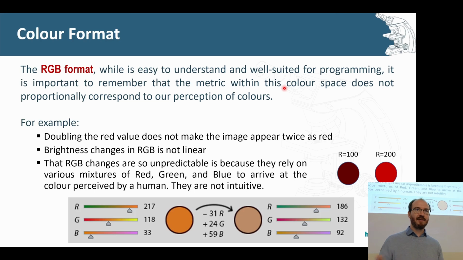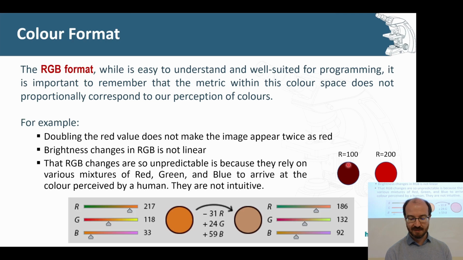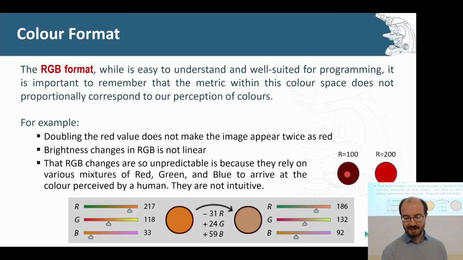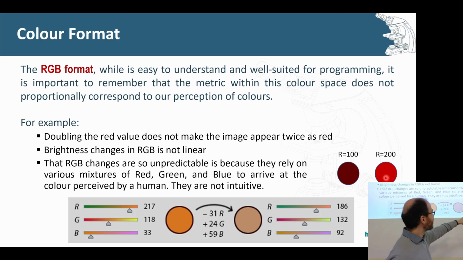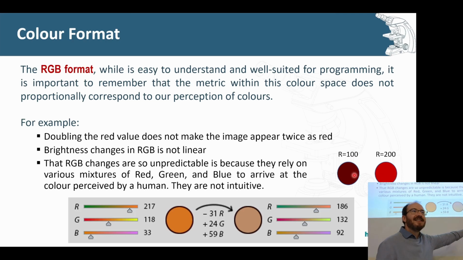If the intensity changes linearly, our perception is not linear of that change. Just as a silly example, if I take a red pixel with an intensity of 100, and the green and the blue, I believe I made 0 here, then if I make the red 200, this is a doubling of the value. But would you say that that dot is twice as red as that dot? How do you even actually quantify twice as red? What is the perception of it?